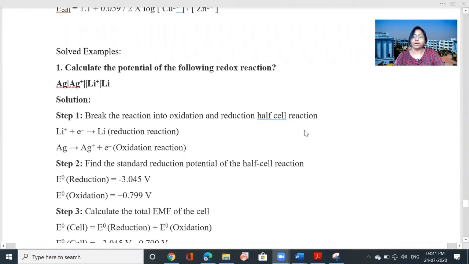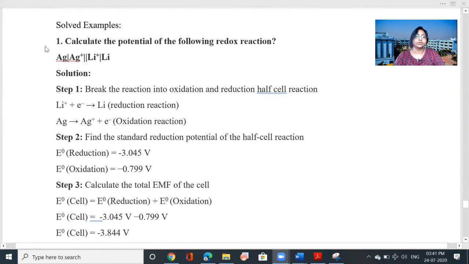Now you solve one problem. The problem is to calculate the potential of the following redox reaction. In this redox reaction, first you have to see which one is oxidized and which one is reduced. Here you can see that silver becomes Ag+, that means it releases an electron, so that is the oxidation process. Lithium ion, Li+, becomes Li, so it is the reduction process as it takes the electron.